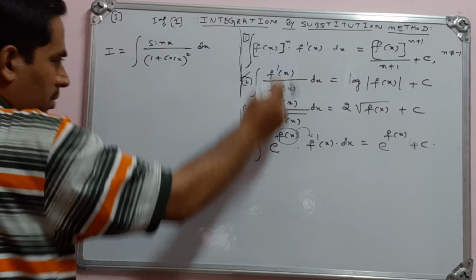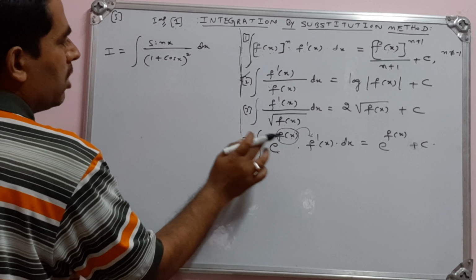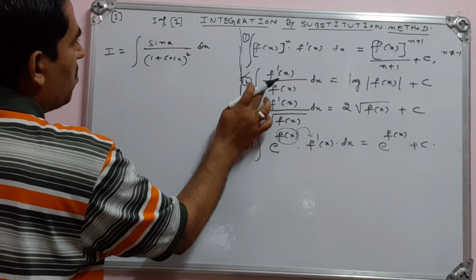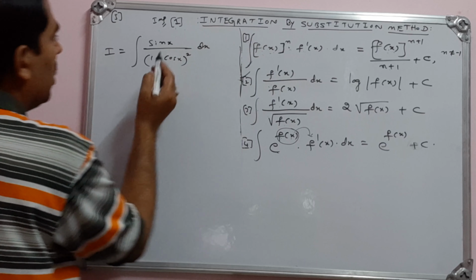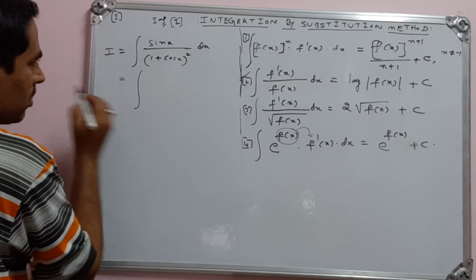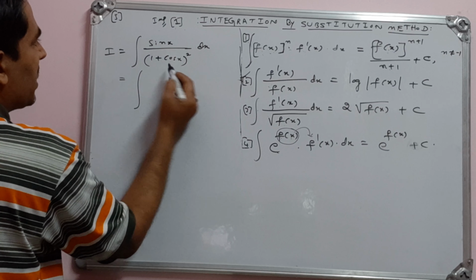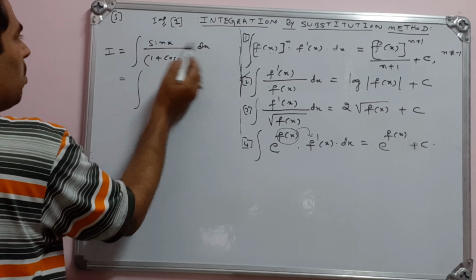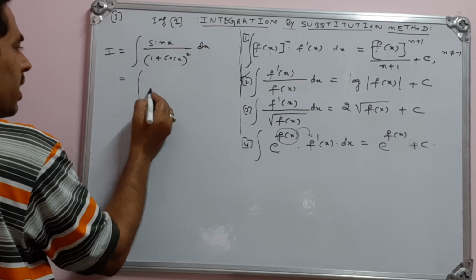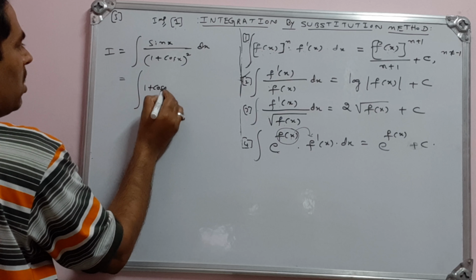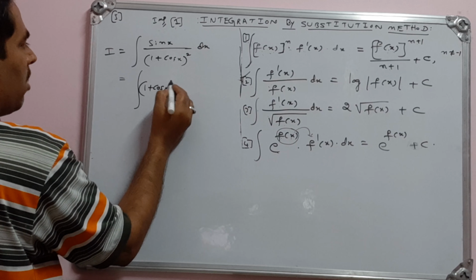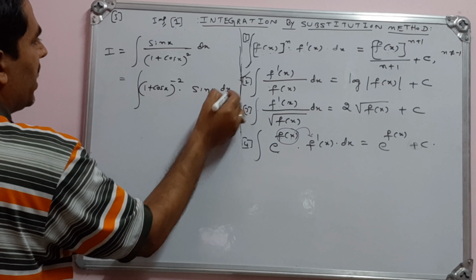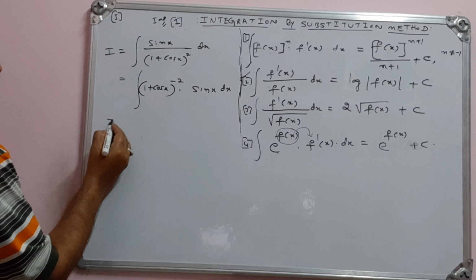Observe this, one of these forms. I will write sin x in the numerator as it is. Bring the (1 plus cos x) whole square to the numerator, so that becomes (1 plus cos x) to the power of minus 2. Then write sin x as it is, sin x into dx.